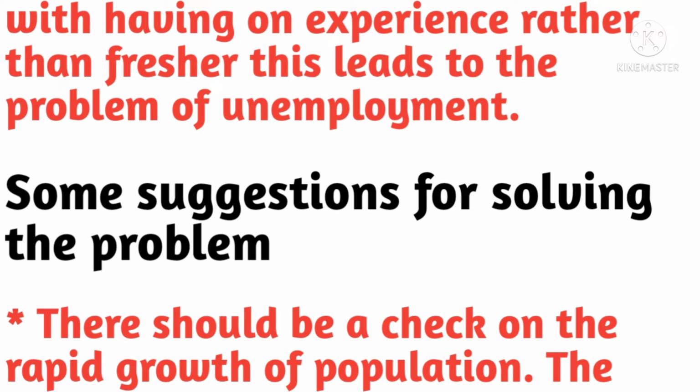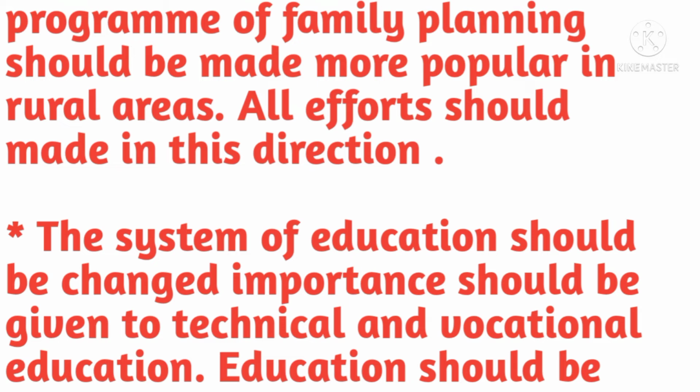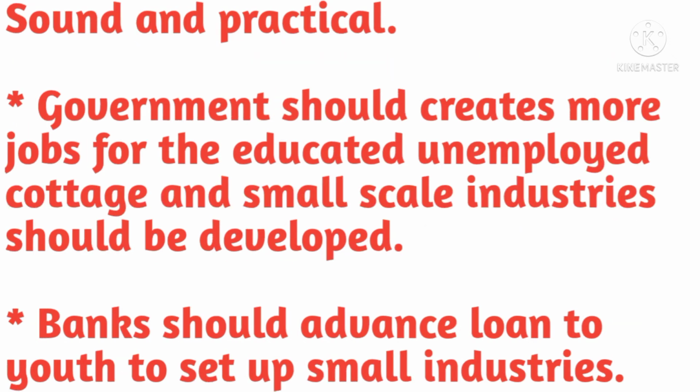Some suggestions for solving the problem: there should be a check on the rapid growth of population. The program of family planning should be made more popular in rural areas. All efforts should be made in this direction. The system of education should be changed. Importance should be given to technical and vocational education. Education should be sound and practical.